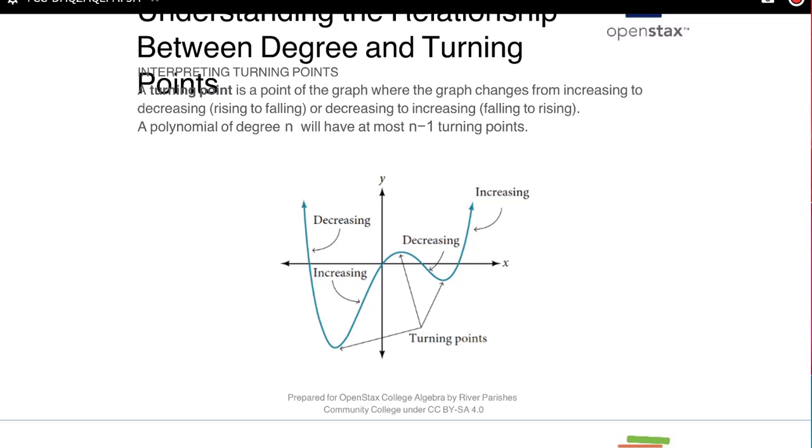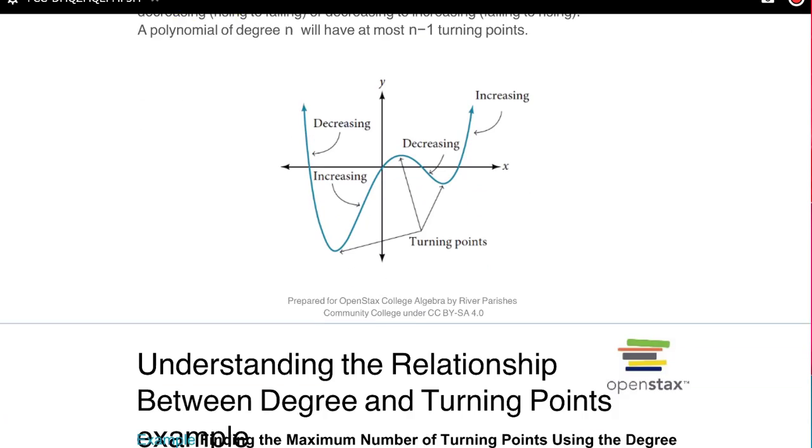Also a review of turning points. You can see that there. A turning point is the point in the graph where the graph changes from increasing to decreasing, or vice versa. So a polynomial of degree n will have at most n minus 1 turning points. So that was a review from the last section as well.